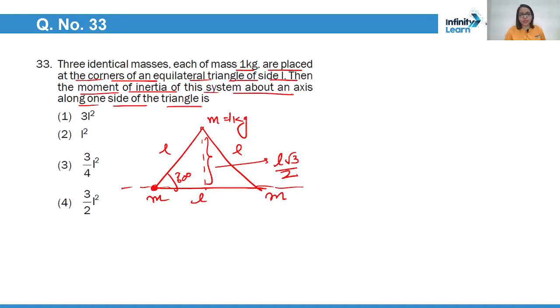So the moment of inertia because of these two masses will be 0, because these two masses are on the axis, right? So only because of this mass there will be moment of inertia, which is m r square. So it is m into L root 3 by 2 whole square, which is m L square into 3 by 4. So m is 1, so it is 3 by 4 L square, which is option 3.